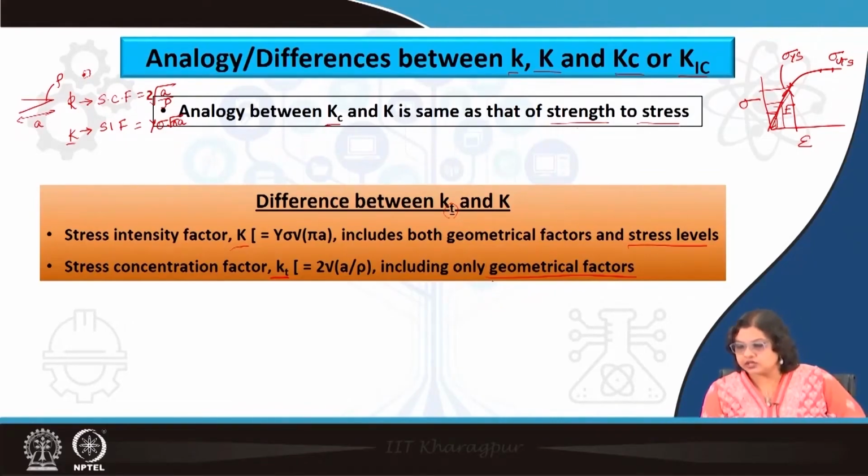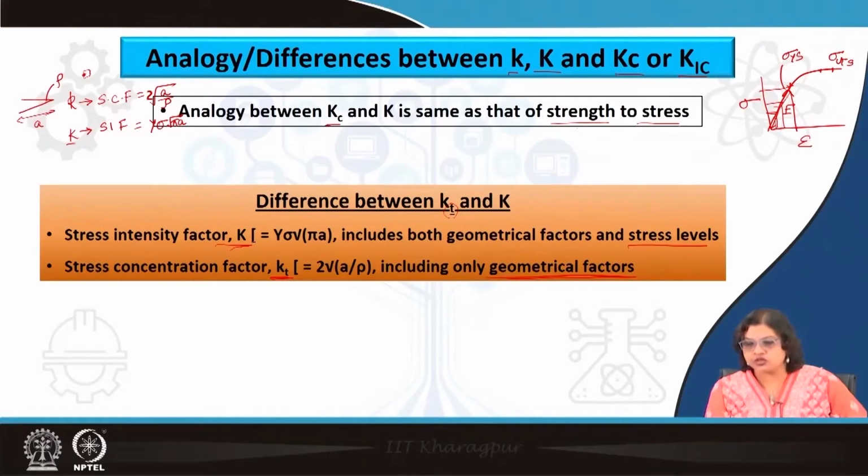In that sense, small k is a kind of conservative one, because it does not include the applied stress levels, and so we cannot predict how it will behave in service, when we know that there is a certain stress limit that we need to apply. We cannot figure that out from small k, the stress concentration factor; rather, the stress intensity factor gives us a clear picture.